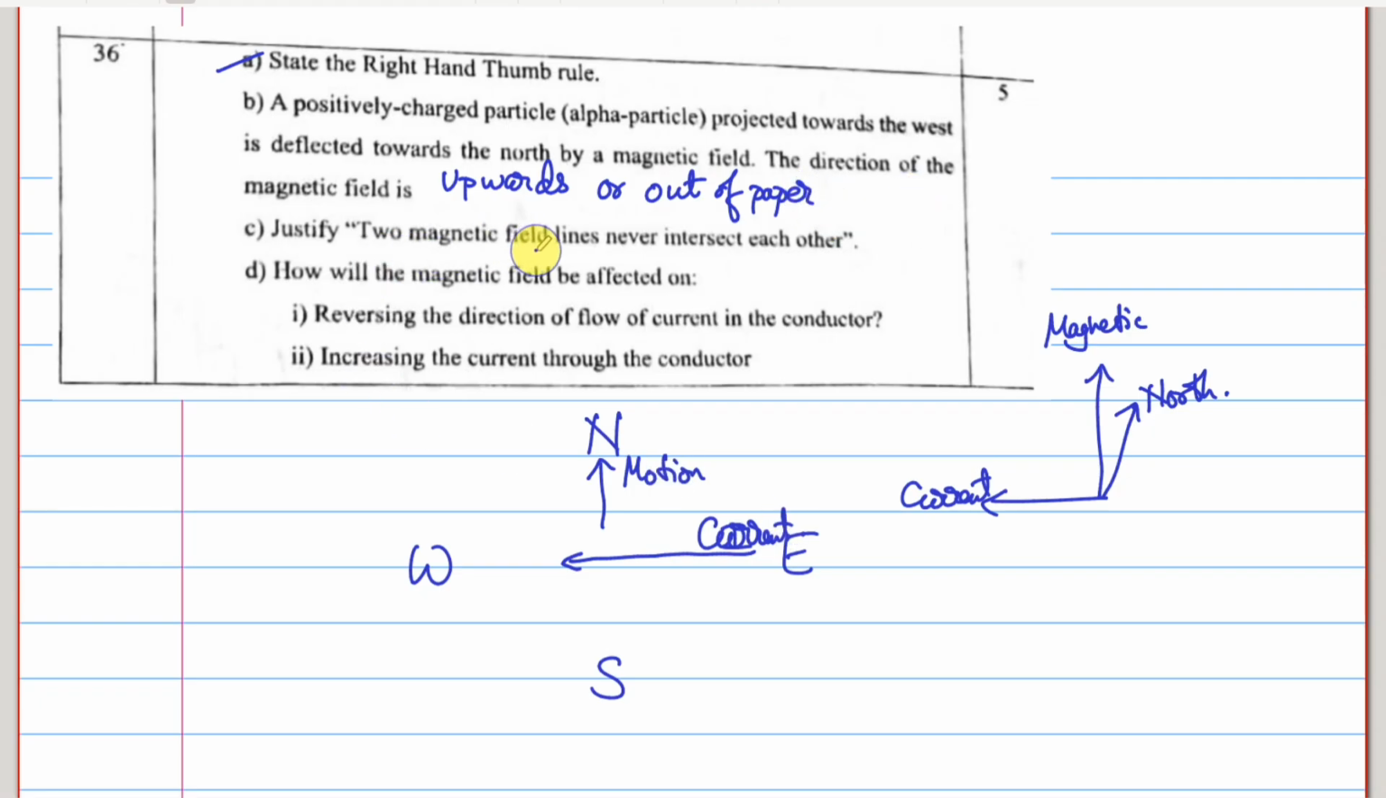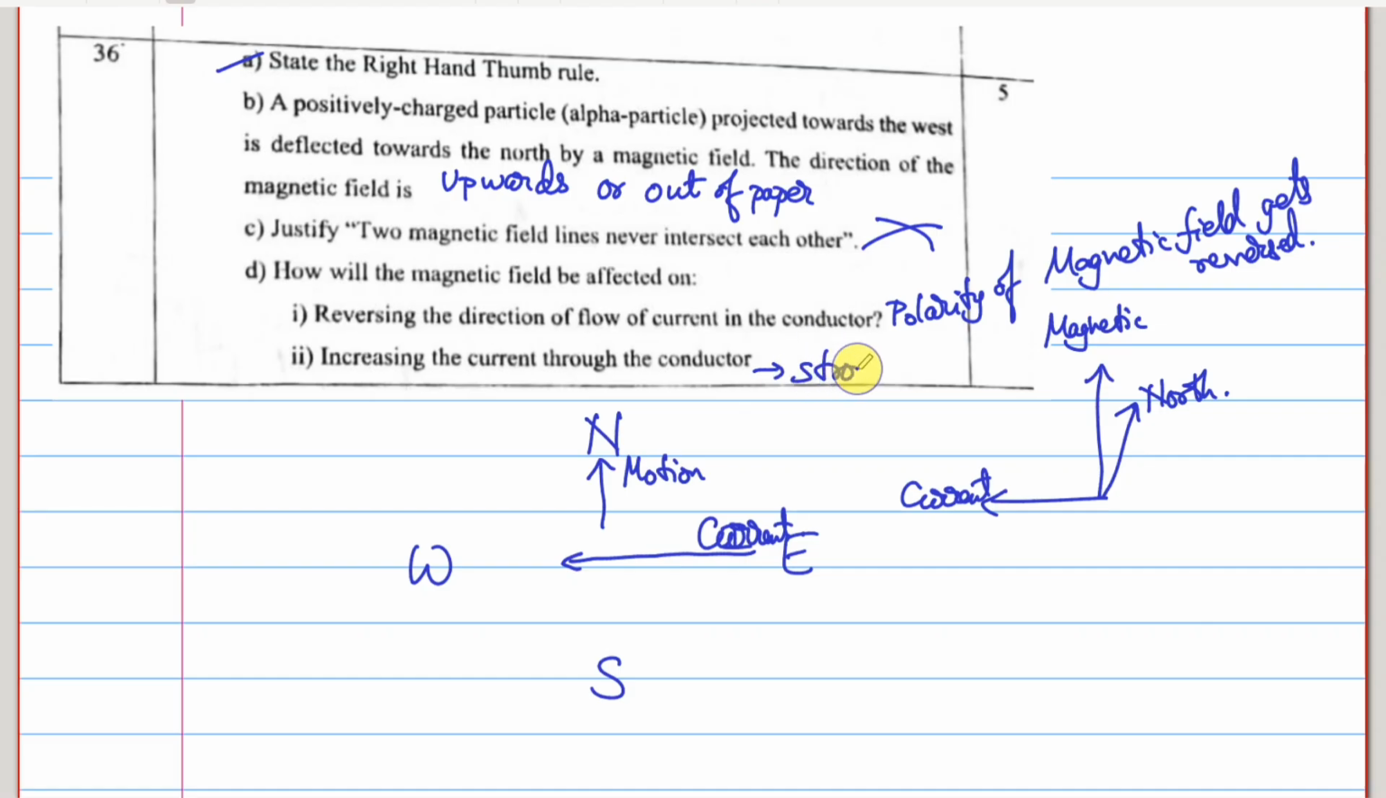Justify two magnetic field lines never intersect each other. By placing the magnetic compass at the point of intersection, it would have to show 2 directions simultaneously, which is never possible. How will the magnetic field be affected on reversing the direction of flow of current in the conductor? If we reverse the direction of flow, the polarity of magnetic field gets reversed, and magnetic field lines reverse their direction. Increasing the current, magnetic field becomes stronger. So we'll write these 2 sentences. This was from our mock test itself.